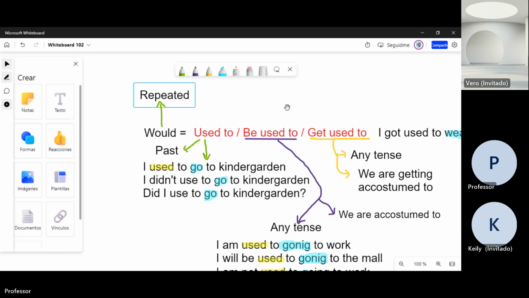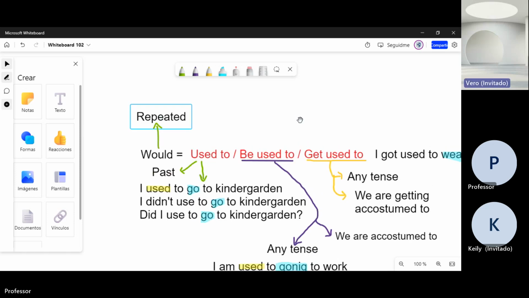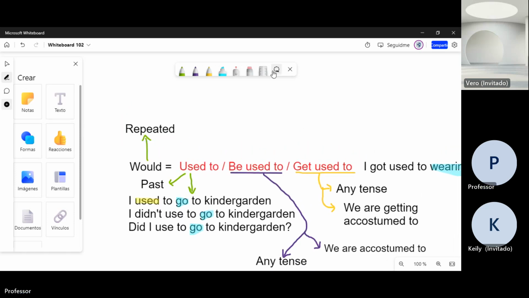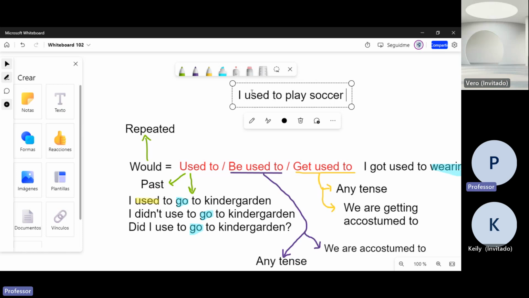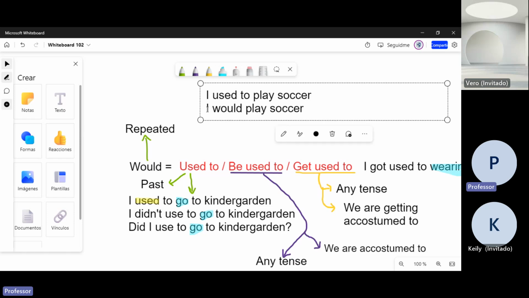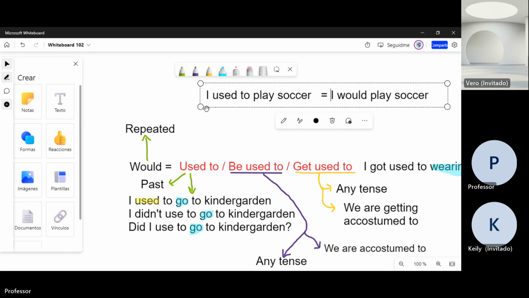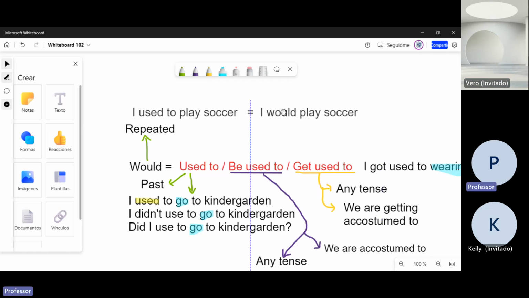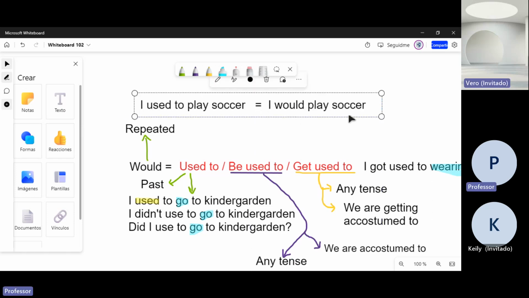Could you repeat, please? Because I couldn't listen. Don't worry. Let's say for example, I have this sentence: I used to play soccer. Now I don't because I smoke, as I said, and now I don't have the same condition. So I used to play. I could also say I would play soccer. And these two sentences have exactly the same meaning. I used to play soccer and I would play soccer is exactly the same.